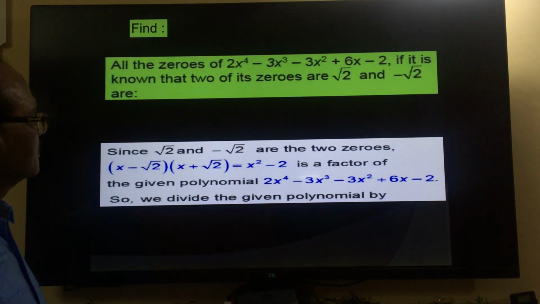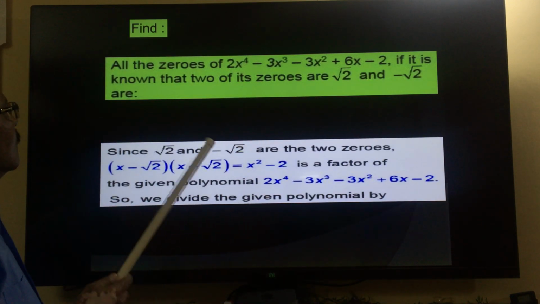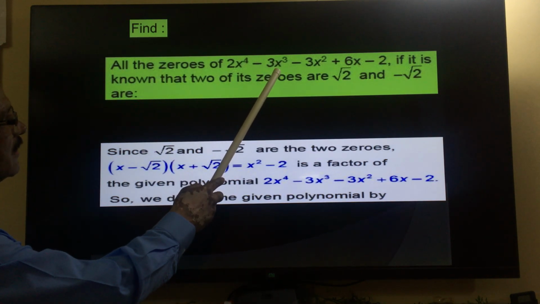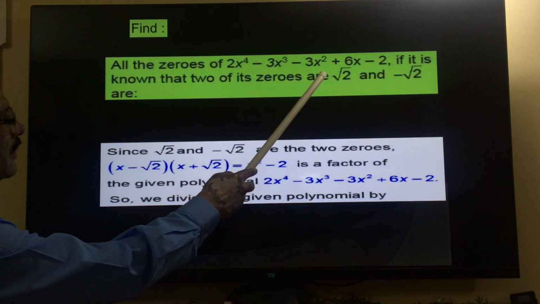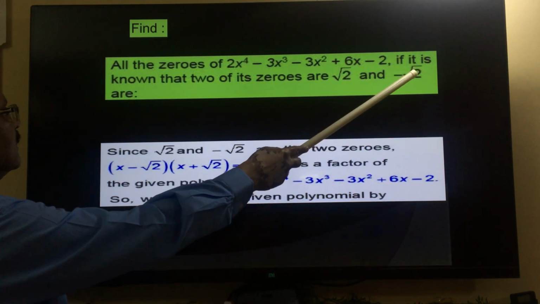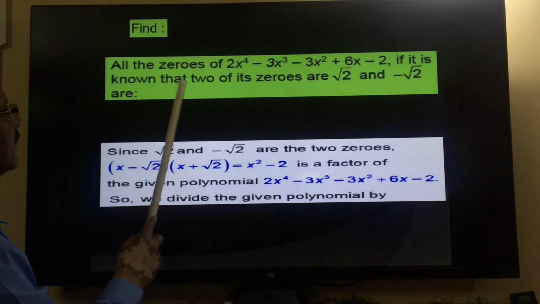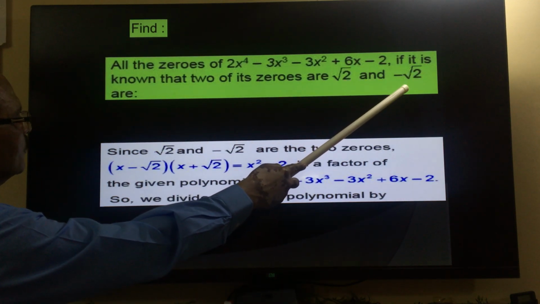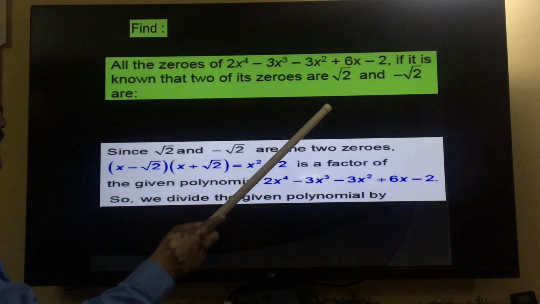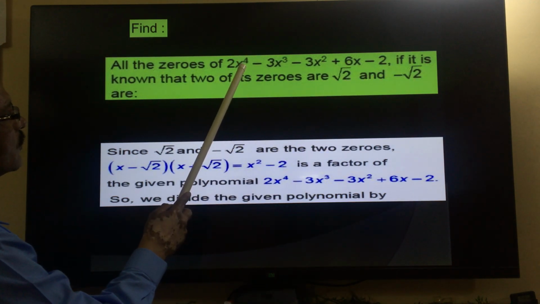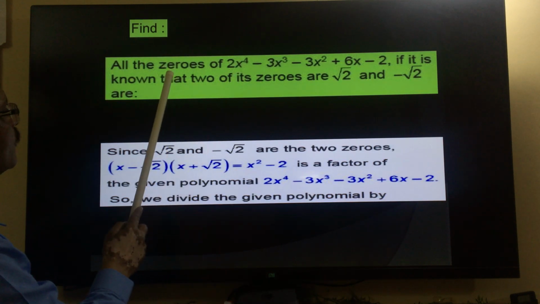Now you see another question. Find all the zeros of 2x to the power 4 minus 3x cube minus 3x square plus 6x minus 2, if it is known that two of its zeros are square root 2 and minus square root 2. So in this case, two roots are given and the highest power is 4, so we will get two more zeros which we have to find out.